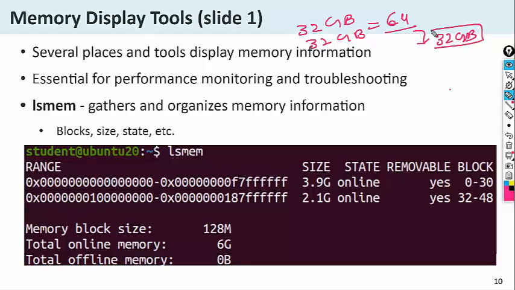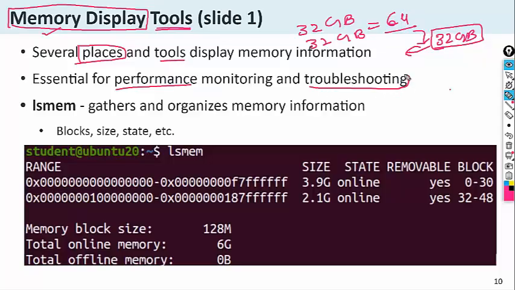So how will you identify which RAM is not working in your computer? You need the knowledge about the tools which will display the information related to the memory. There are several places, meaning locations, and several tools which display the memory information. This is essential for checking and monitoring performance, and for troubleshooting related to the memory. Okay, lsmem. lsmem is a command like lscpu.